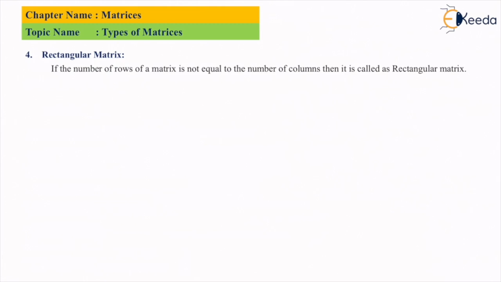Now let's see the fourth matrix, that is the rectangular matrix. Any matrix in which the number of rows is not equal to the number of columns is called a rectangular matrix. On the screen, the first matrix has 2 rows and 3 columns, so the order is 2 into 3. In the second matrix, the order is 3 by 2. So the number of rows is 3 and the number of columns is 2. If you observe these two matrices, the number of rows and columns are different. So such matrices are called rectangular matrices.